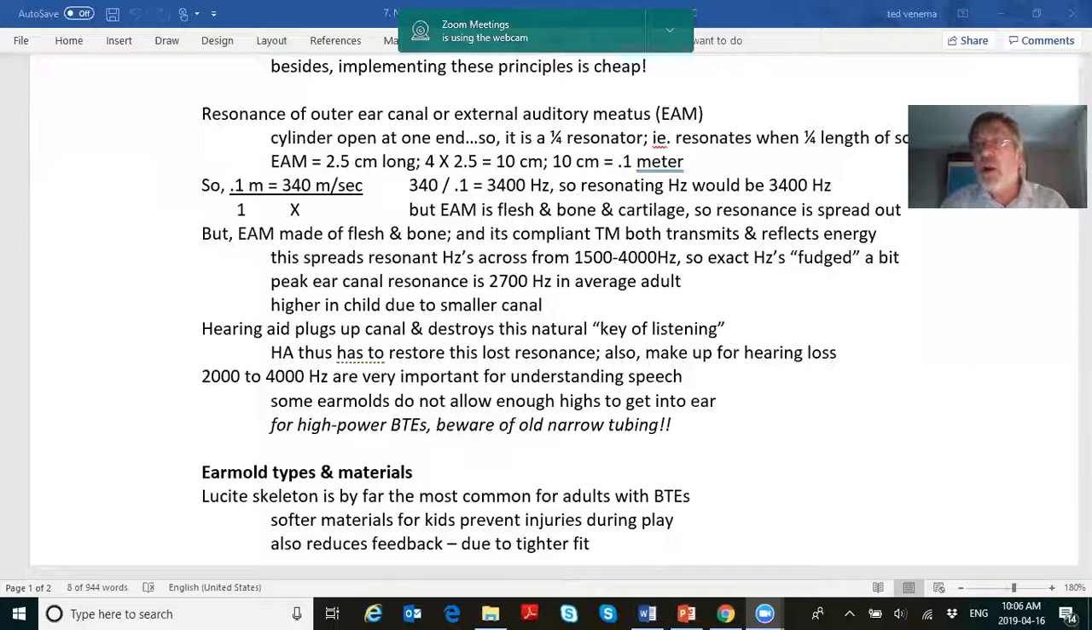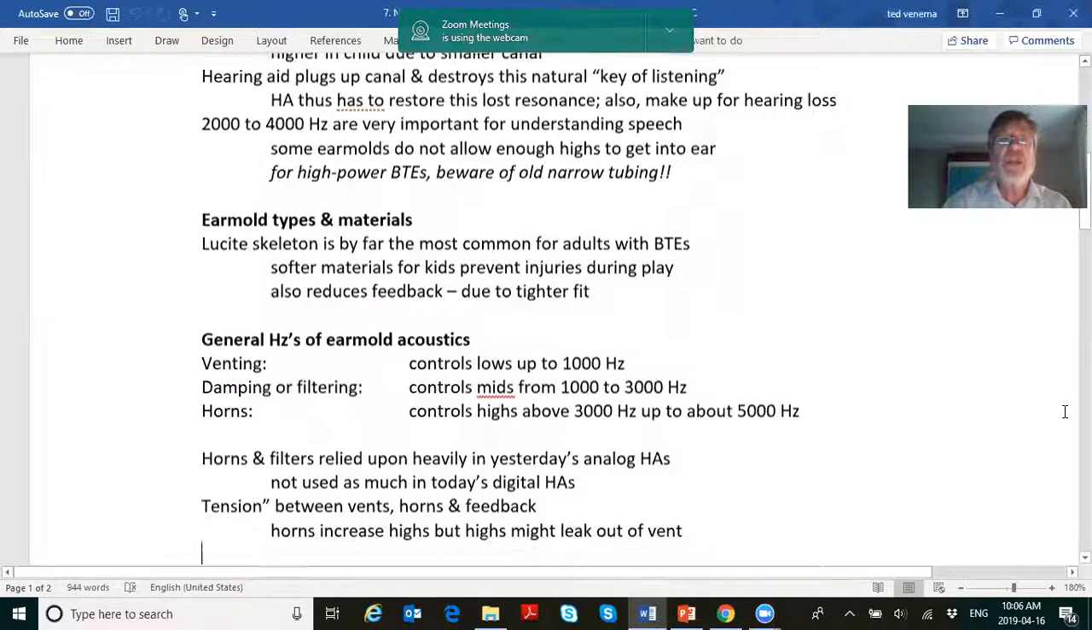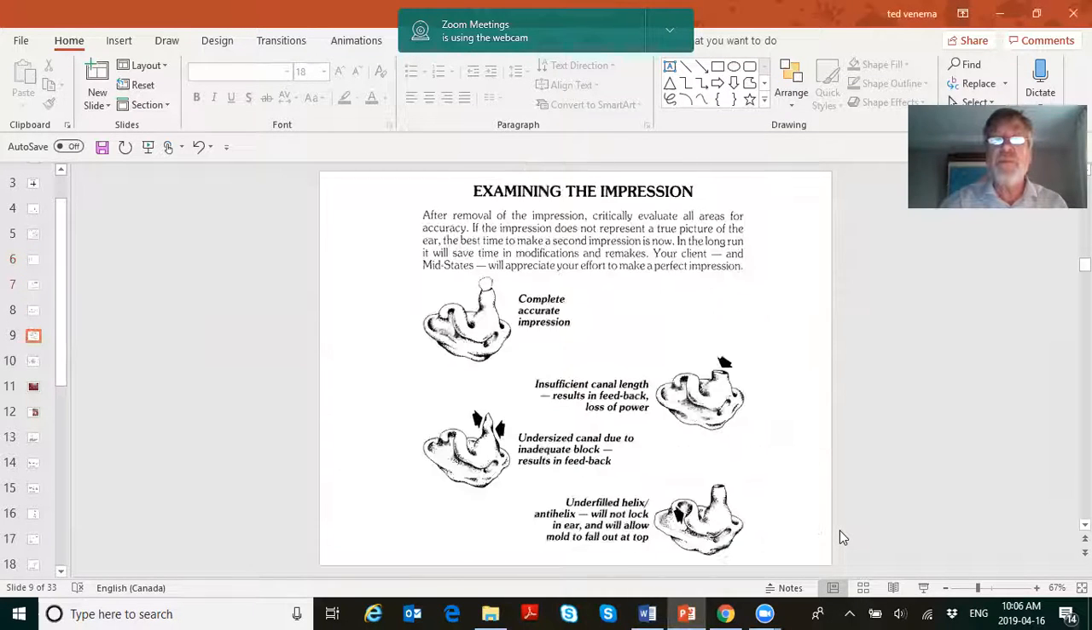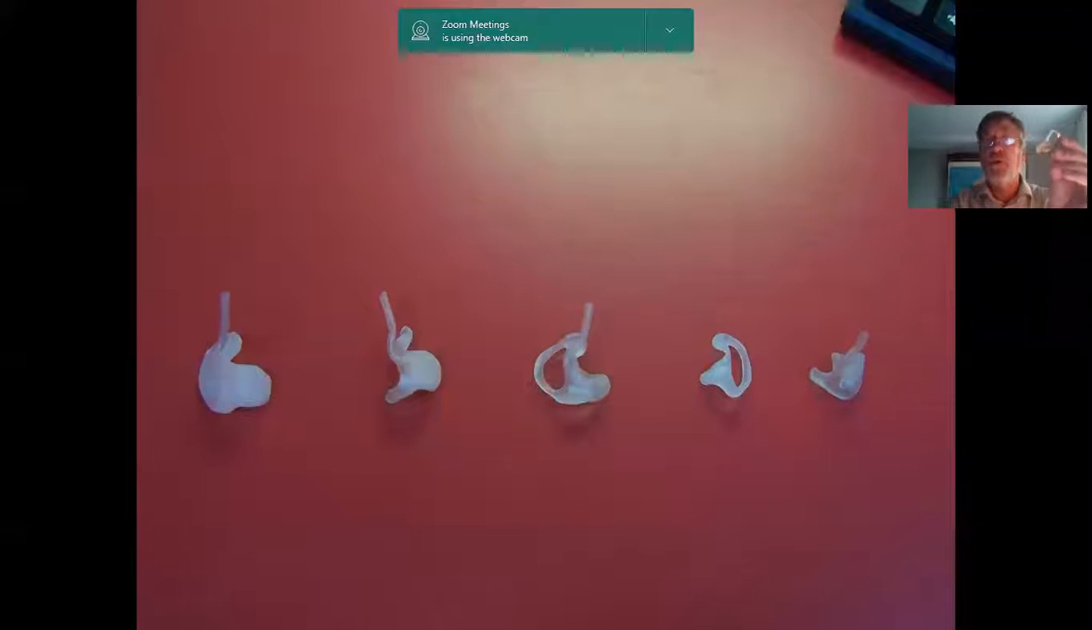So when you're talking ear molds, the types and materials, ear molds for high power behind the ear hearing aids, okay? I'll show you a picture here of ear molds. This is a picture of various types of ear molds used in high power behind the ear hearing aids. There is a solid one. The main two I want you to look at in this picture are here and the middle one.